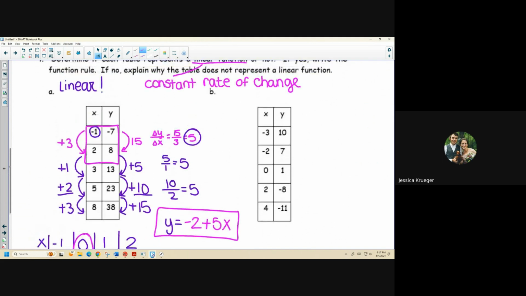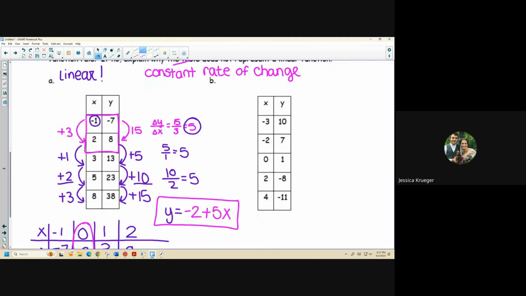Okay, B, let's take a look at this one. I'm going to switch to green. From -3 to -2 is +1. From 10 to 7 is -3. Change in y over change in x would be -3 over 1, which is -3. From -2 to 0 is +2. From 7 to 1 is -6. Change in y over change in x, -6 over 2 is -3.